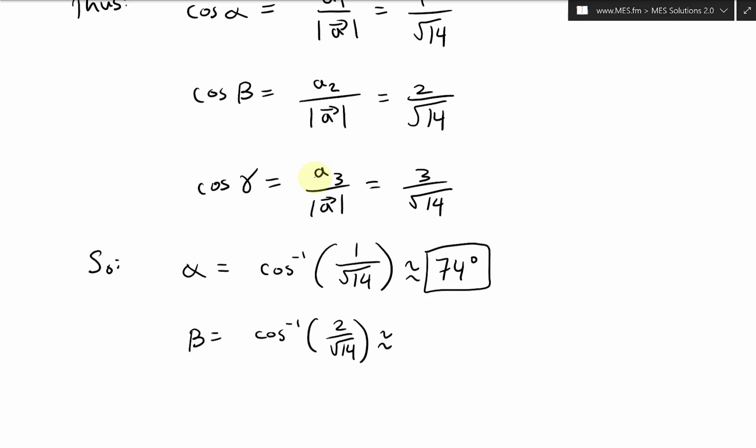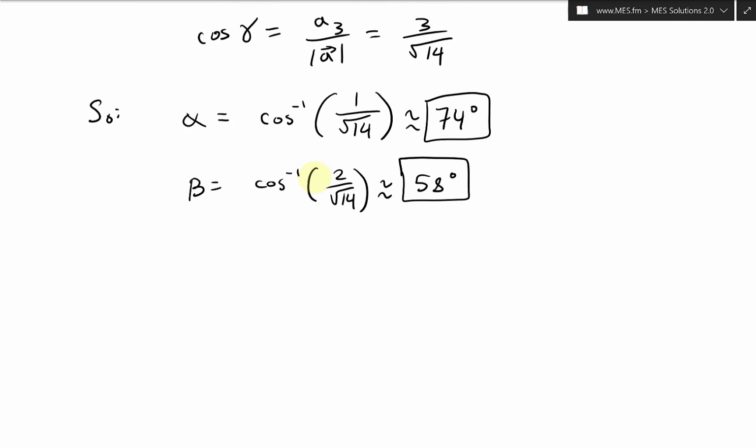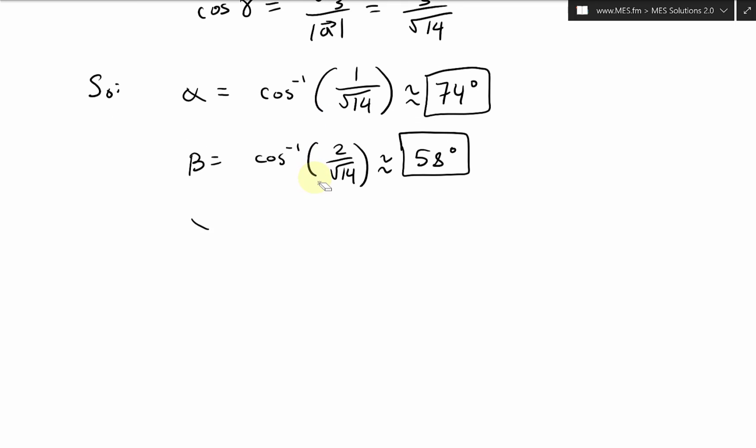This equals, plug it in the calculator, 58 degrees. It's quite interesting. All right, so that's 58. The next one now is gamma. This equals cosine inverse of 3 over square root 14. Let's write this a bit neater. Like this. This equals, plug in the calculator, 37 degrees.